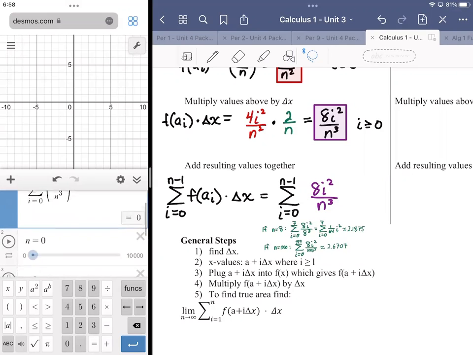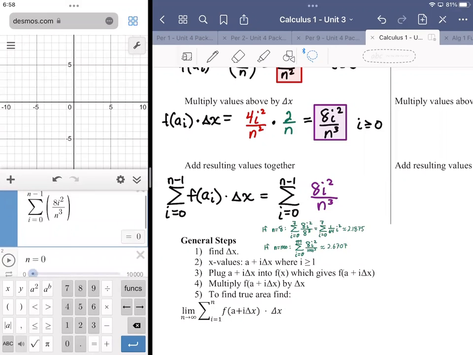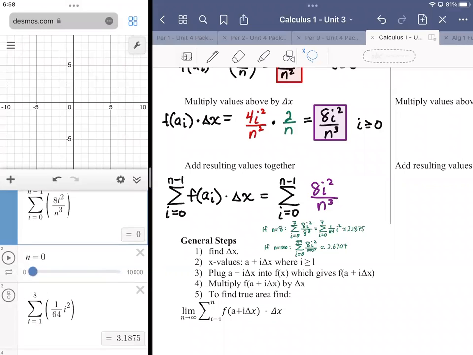Okay, so if I have 0 rectangles, so n equals 0, 0 subintervals, I'll have a 0 area. If I have 500 rectangles, I'm going to get an approximate area of about 2.65. All right, 2.66 really.